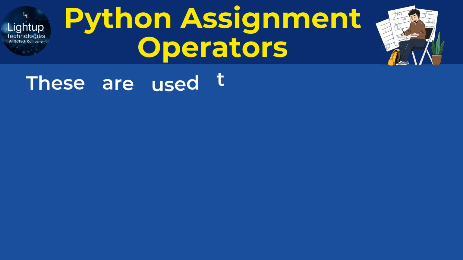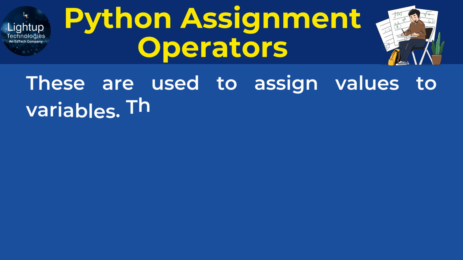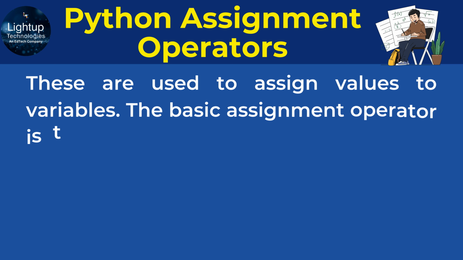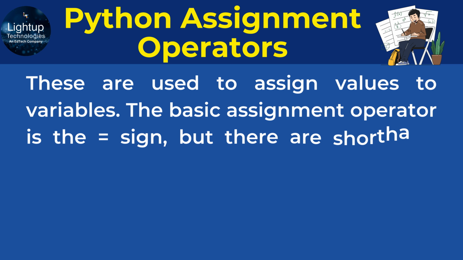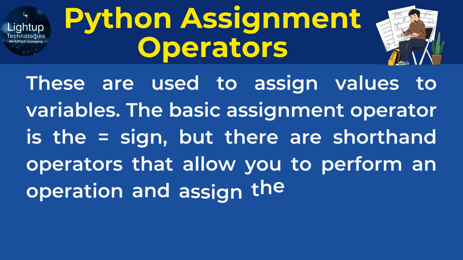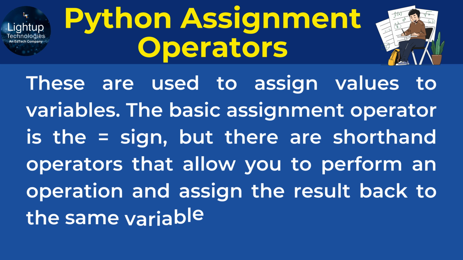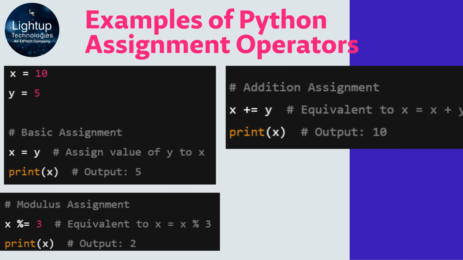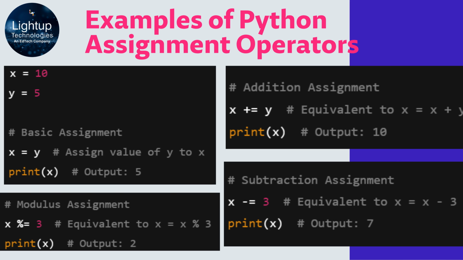Next, let's look at assignment operators. These are used to assign values to variables. The basic assignment operator is the equals sign, but there are shorthand operators that allow you to perform an operation and assign the result back to the same variable. Some examples are shown below. These shorthand operators make your code more concise and readable. They are extremely useful when you need to update the value of a variable based on its current value.